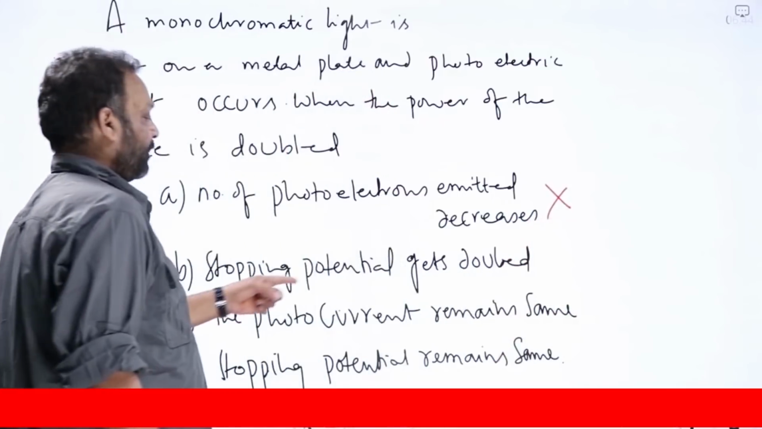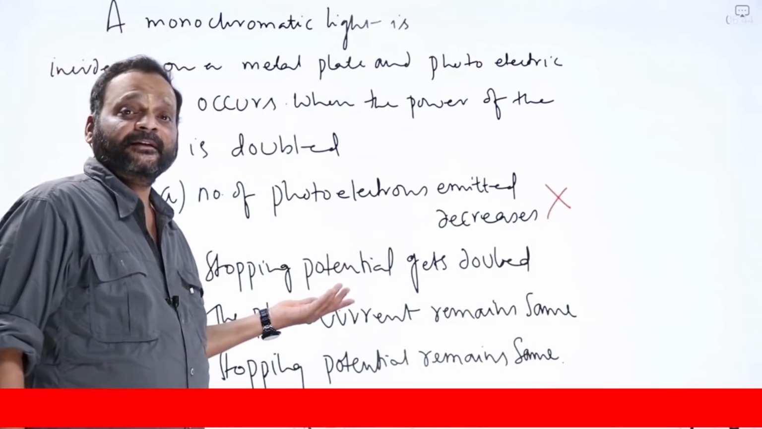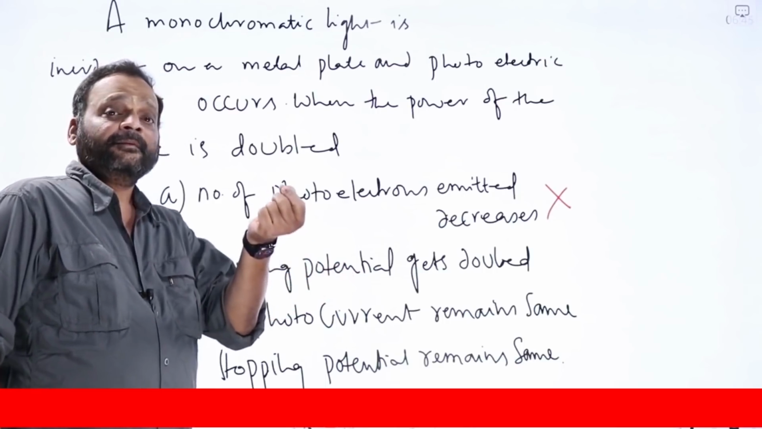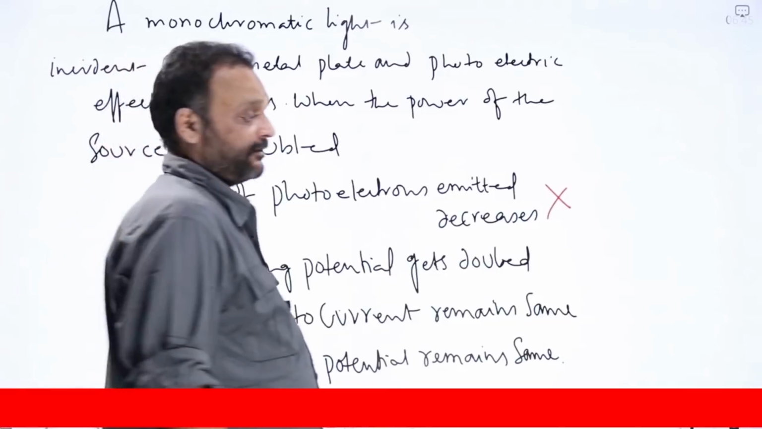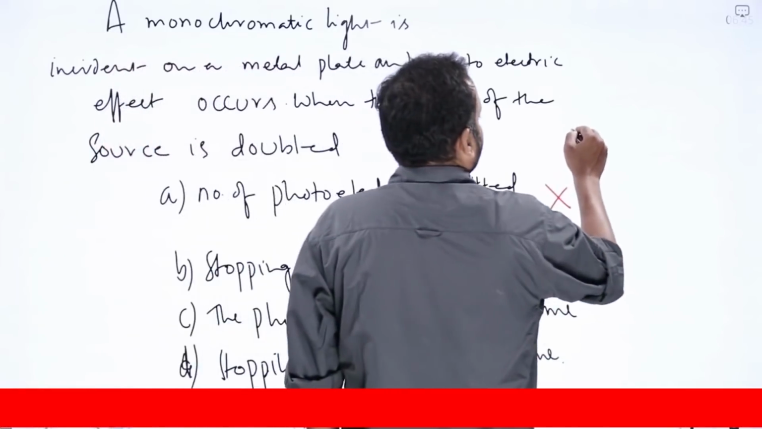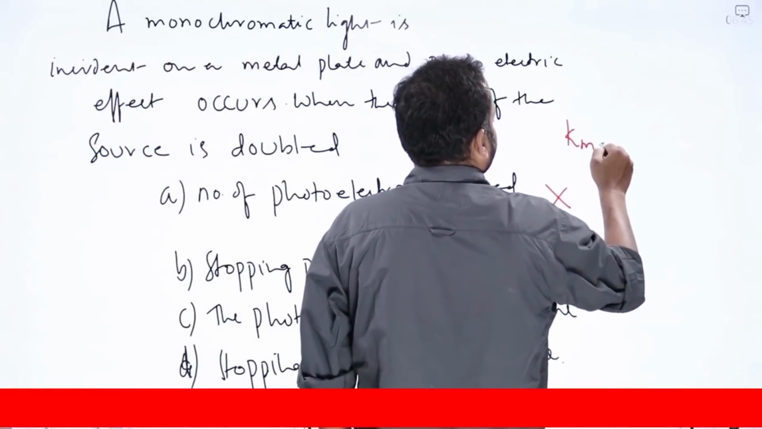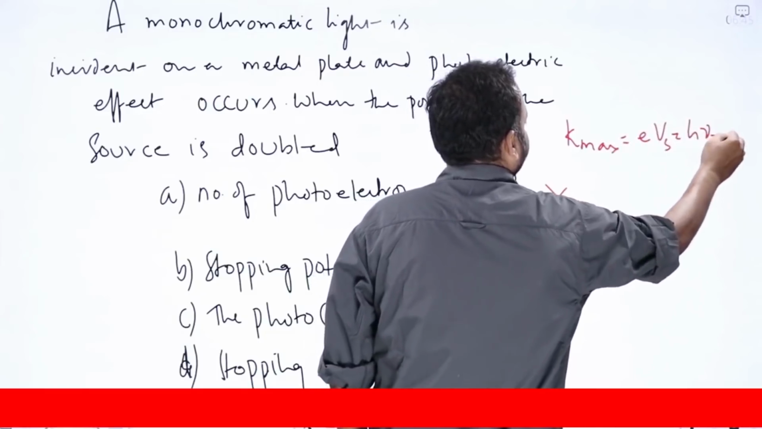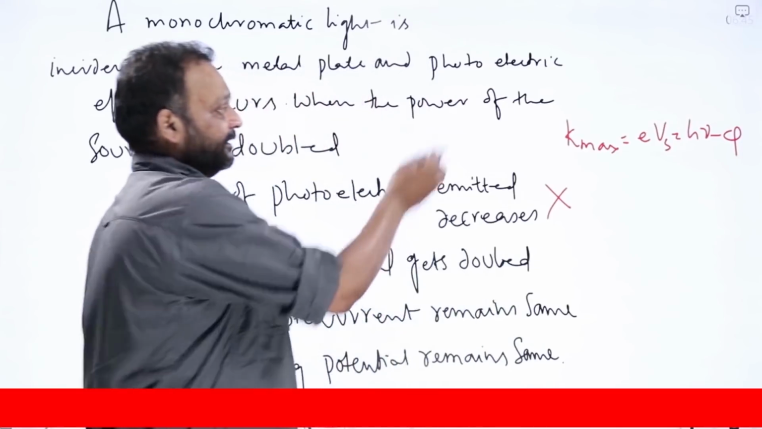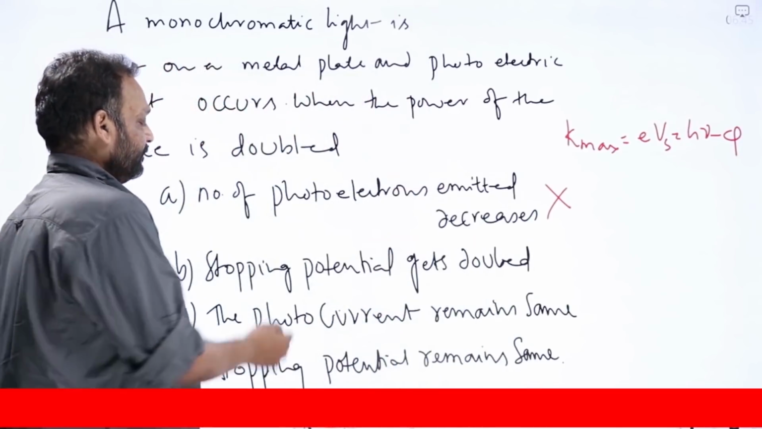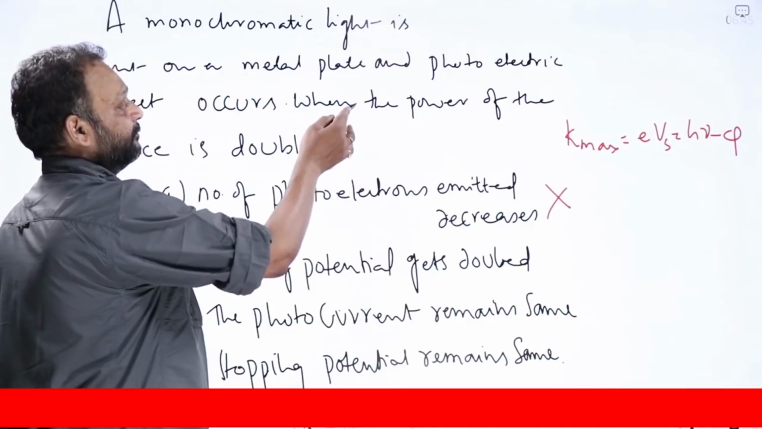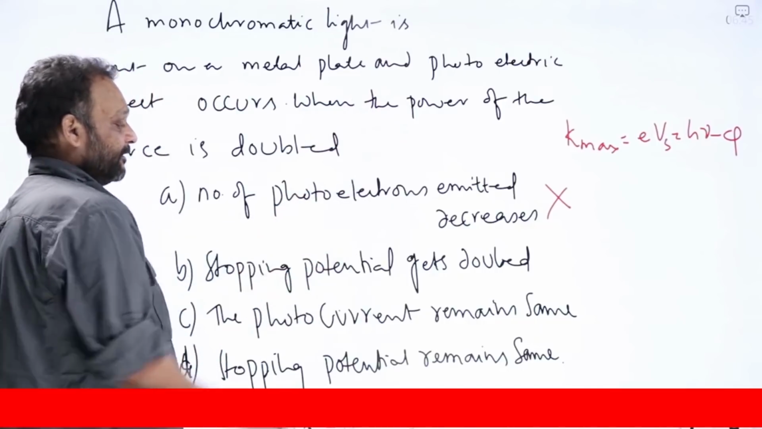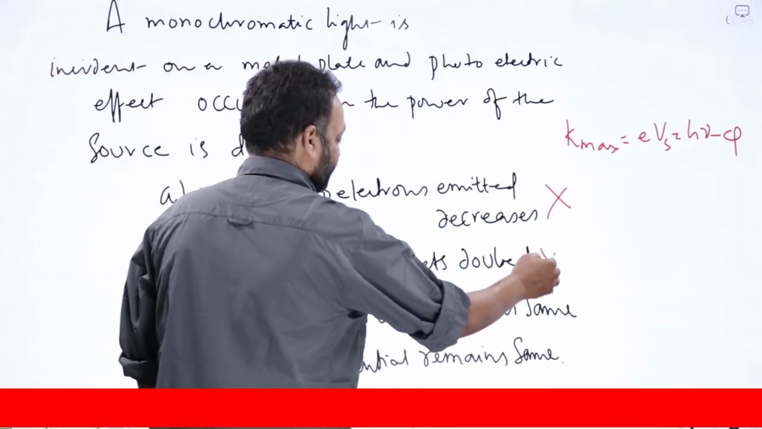Next one, stopping potential gets doubled. Stopping potential does not depend on the intensity of incident light. Stopping potential depends on the maximum kinetic energy of photoelectrons. That's what we have seen yesterday, right? K maximum is equal to eVs, which is equal to h nu minus phi. That's how we have written Einstein's photoelectric equation. So when you are doubling the power, it means intensity is getting doubled, and stopping potential will not get affected, so this option is also not correct.